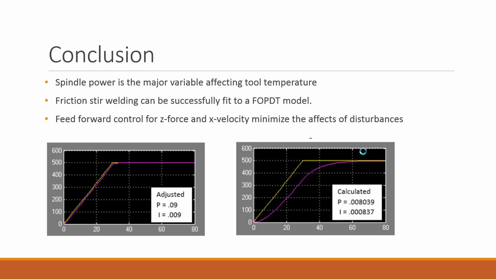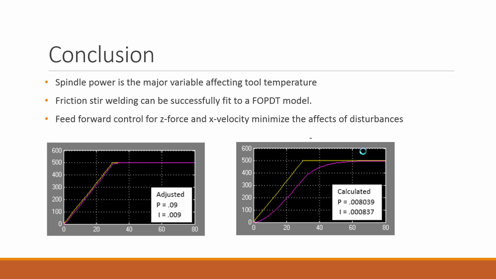So in conclusion, we found that spindle power was the major variable that affected tool temperature. We saw this through our model, and we also saw it through the KP values. It was 2 or 3 orders of magnitude larger than the other KP values, and it was the major variable in controlling tool temperature, as we suspected because we had discussed that with Scott.